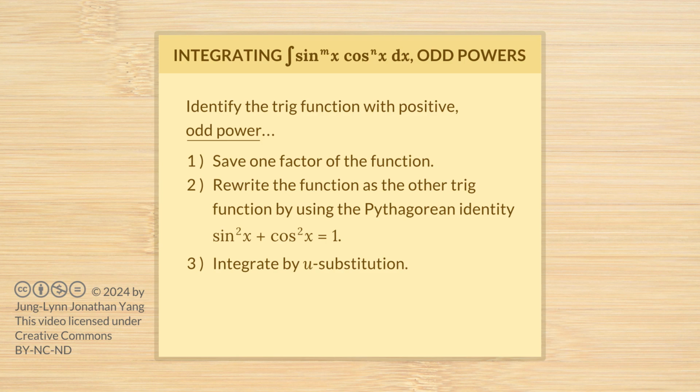So if the odd power is on the sine, then we save a factor of sine, rewrite the remaining sine in terms of cosine. If cosine is the one that has the odd power, save a factor of cosine, then rewrite the remaining cosine in terms of sine. After doing these conversions to the integrand, we integrate by u-substitution.